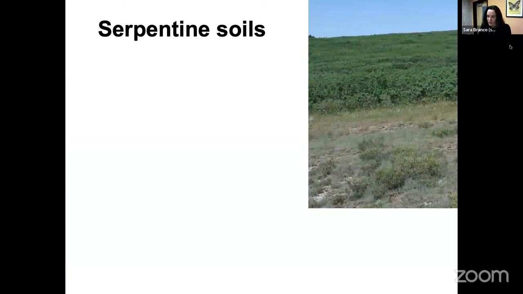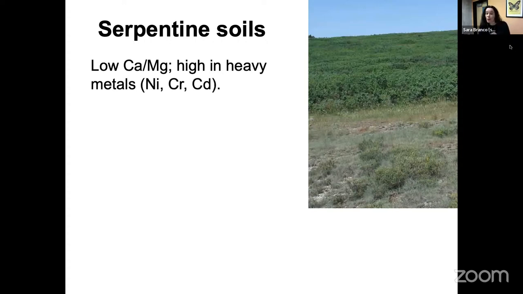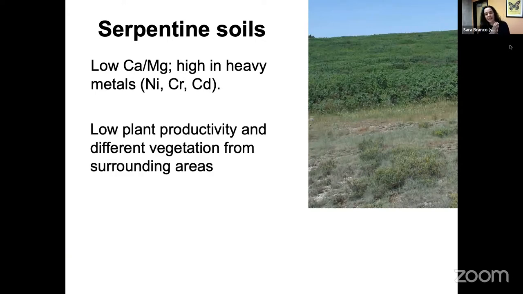And for those who don't know what serpentine soils are, they are soils that derive from rocks that come from the mantle of the earth, and so have a different chemical composition from the rocks of the crust. And so the soils that derive from these rocks have a weird chemistry. They tend to have low calcium to magnesium ratios. They're high in heavy metals, including nickel, chromium, and cadmium. And so people, especially botanists, have been interested in serpentine soils for a long time because they tend to have low plant productivity and different vegetation from the surrounding areas. So you do not need to be a botanist or even a biologist to understand that serpentine soils are special.